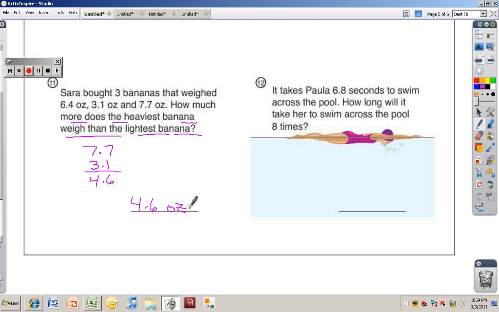It takes Paula 6.8 seconds to swim across the pool. How long will it take her to swim across the pool 8 times? What am I going to do? Multiplication. 6.8 times 8, right? It kind of tells you that right there, doesn't it? 64, carry the 6. 6 times 8 is 48. Plus 6 is 54. 54.4 what? Seconds.